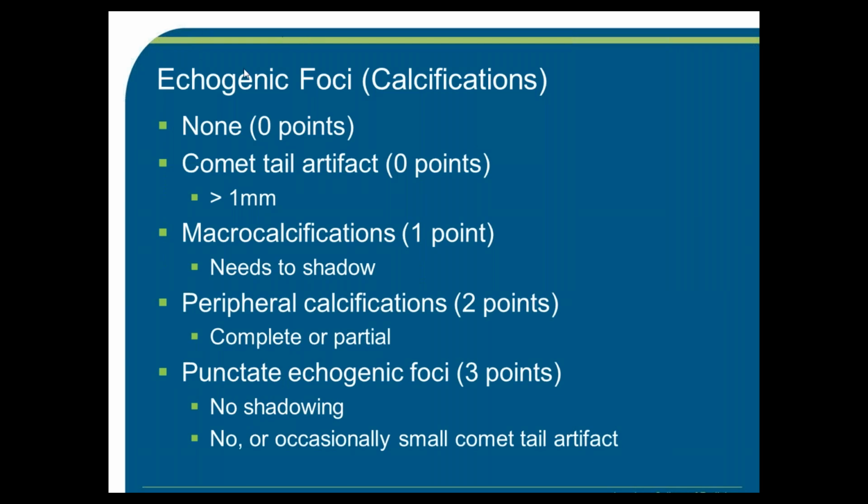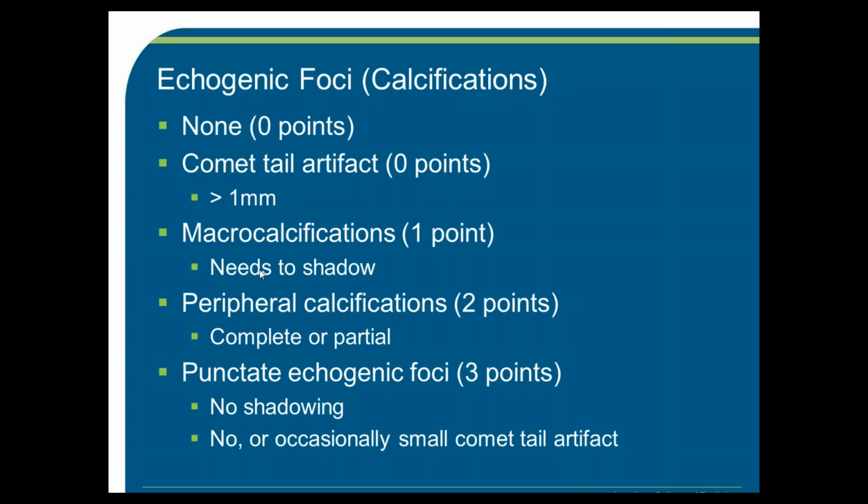Finally, we have echogenic foci, or calcifications. And these are divided into comet tails, macro, peripheral, and punctate echogenic foci. So if there are no calcifications, 0 points. Comet tails are also 0 points, and that can only be diagnosed when the comet tail itself is greater than 1 millimeter.